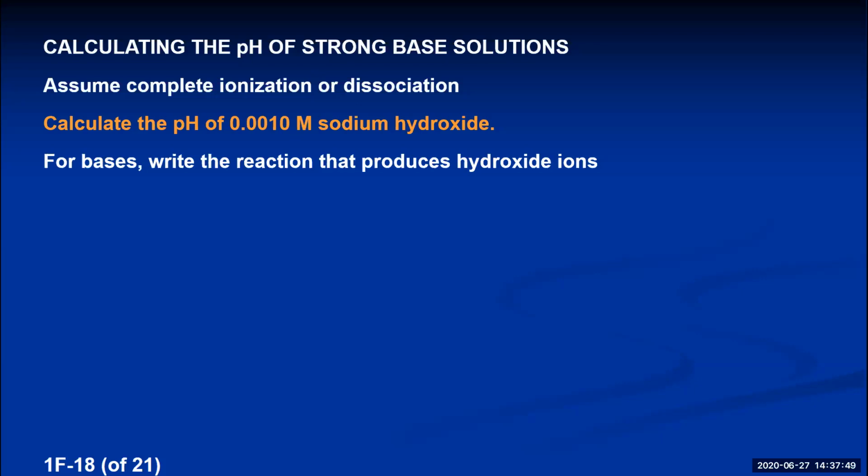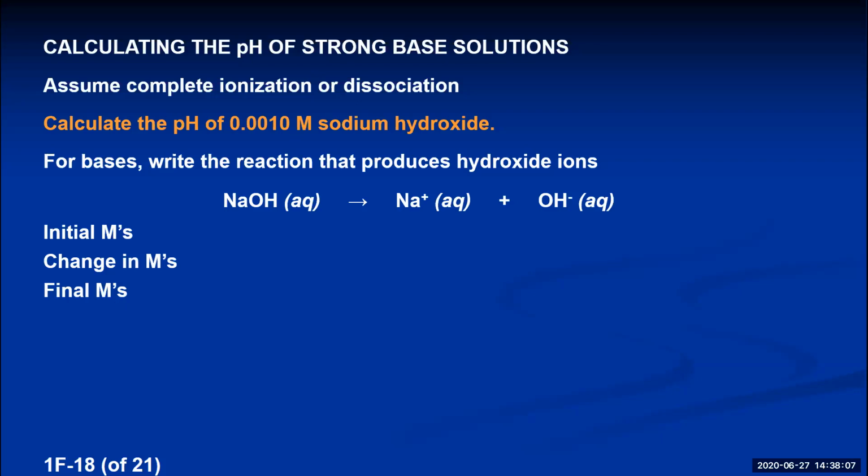Our strong bases are actually all ionic compounds, and the way we get hydroxides from them is the ionic compound just has its positive and negative ions separate from each other. So it's actually a simpler reaction for strong bases. The sodium hydroxide, when it gets dissolved, would just produce a sodium ion and a hydroxide ion. And we can write an initial, change, and final molarity line for this. We're starting with a solution 0.0010 molar in sodium hydroxide, and before it breaks apart into ions, there wouldn't be any of the sodium ions or hydroxides. And then some amount of the sodium hydroxide will react away, and it'll form equal amounts of sodium and hydroxide.